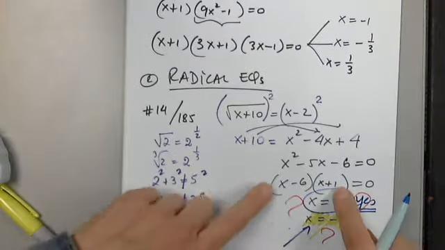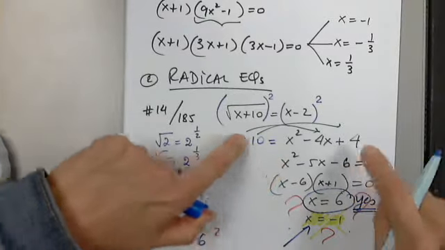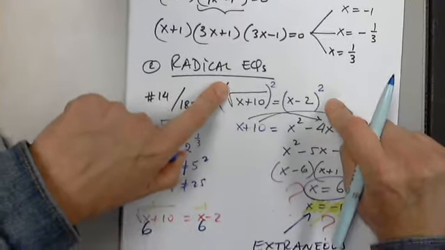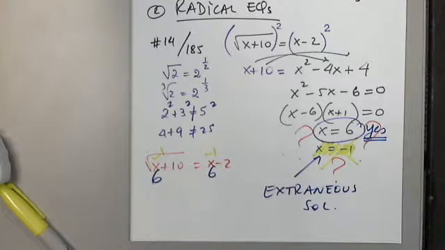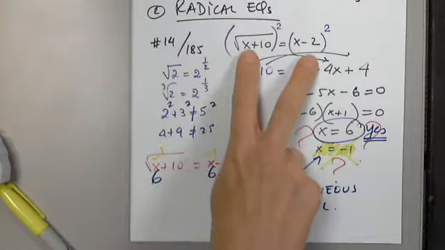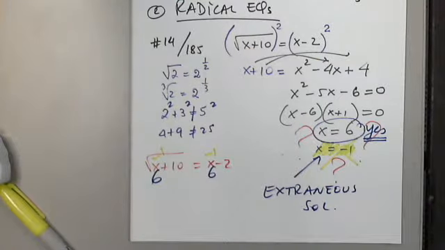This is perfectly correct here. It's perfectly correct here, and it's perfectly correct here, but not in the original problem. Because this is not the original problem. This is the way we solve radical equations.